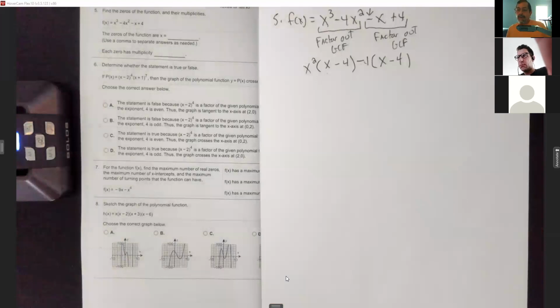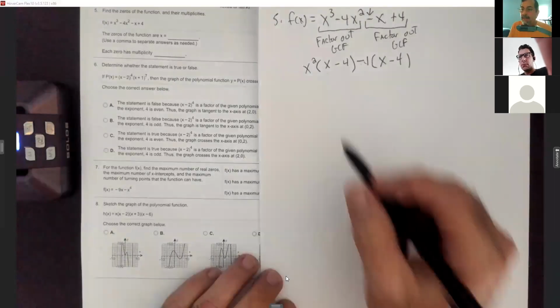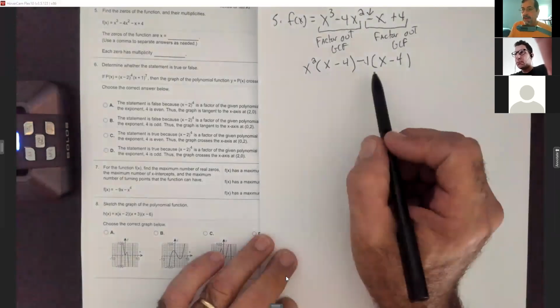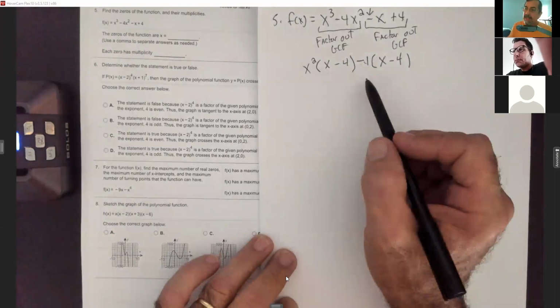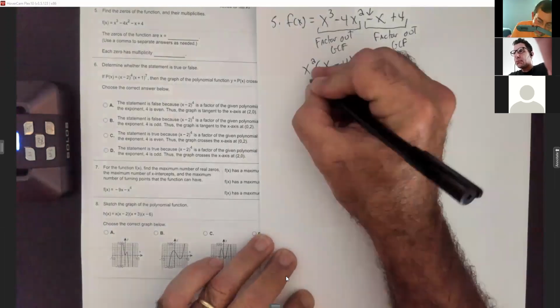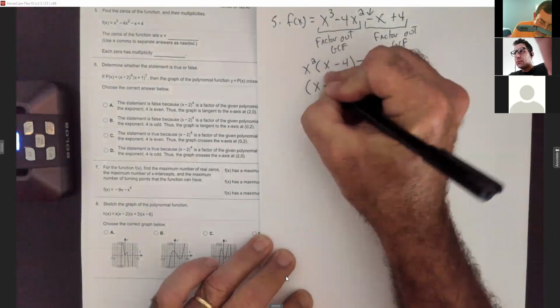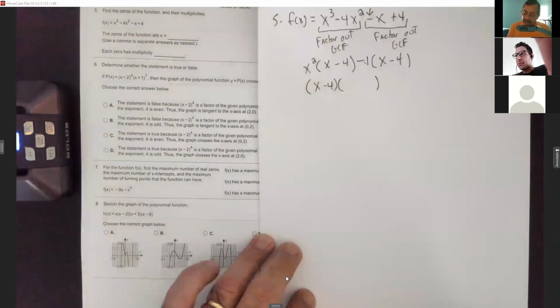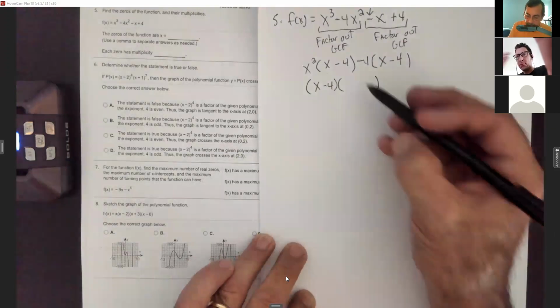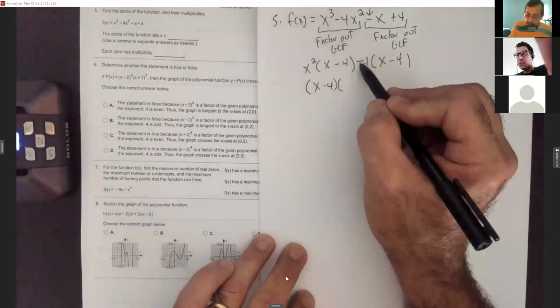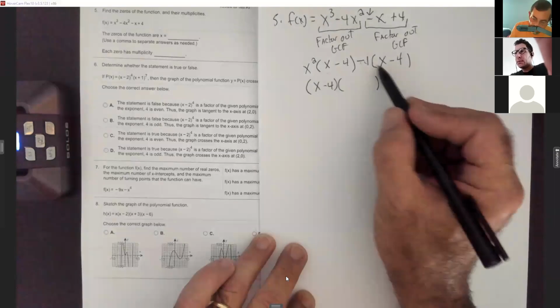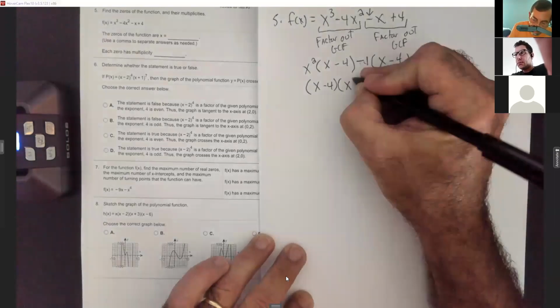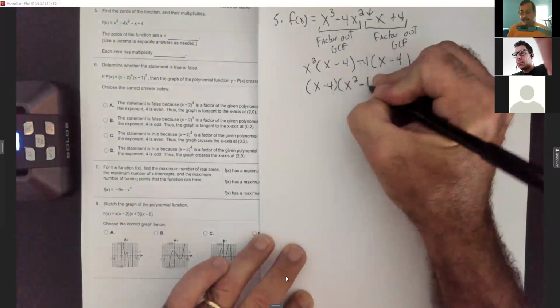So remember, we're good because our parentheses are matching up now. That's the main thing you need, is for those parentheses to match up. Since the parentheses match up, you're now going to factor out that x minus 4 like a GCF. In the second parentheses, you put everything else. So once you pull them x minus 4s out, all that's left is the x squared minus 1.